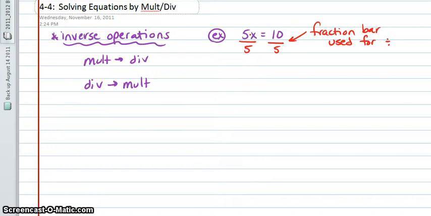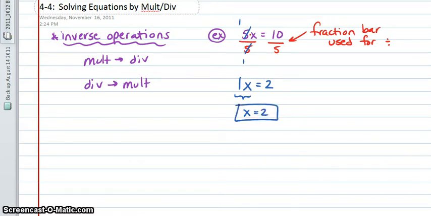Why are we doing that? Well, 1, division is the inverse operation of multiplication, but 2, it allows the x to become isolated because again, that is our goal. 5 divided by 5 is 1. That leaves us with just one x. 10 divided by 5 is 2. By the multiplicative identity, I know that this will equal x. 1 times x is x. And there's my solution. X is equal to 2.